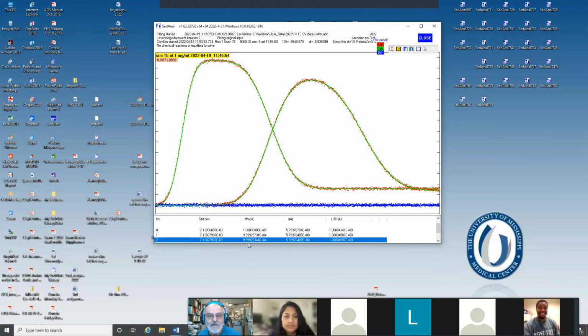Notice I get 99,992, and I get 5.7997. I get the right S, I get the right molecular weight, I get the right concentration. Okay, this is how we actually solve data today. This is how I analyze data. Experimentally, I would not collect one sample.